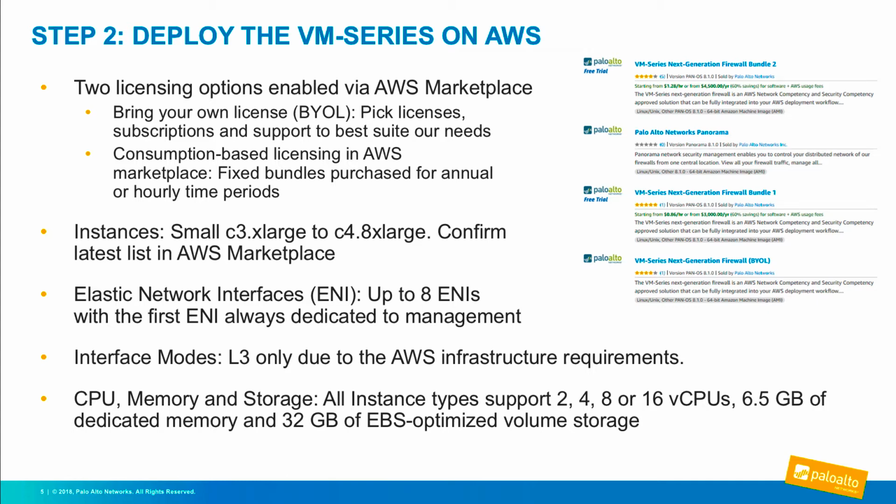You will get a recommendation for this. You will have the option to configure up to 8 elastic network interfaces for the firewall, and also various types of options when it comes to performance that include CPU, memory, and storage.